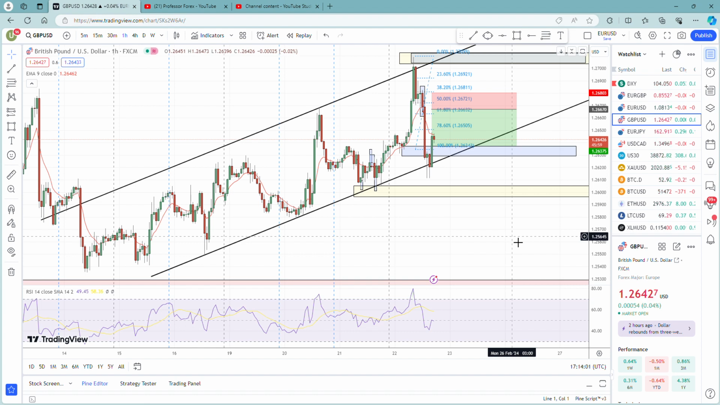Just gonna do a quick breakdown and analysis of some trades that I took today, resulting in profit. Let's go ahead and get started. So today I took 3 trades. First of all, we're gonna start on USD CAD.